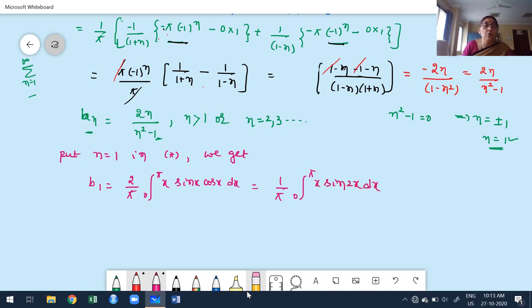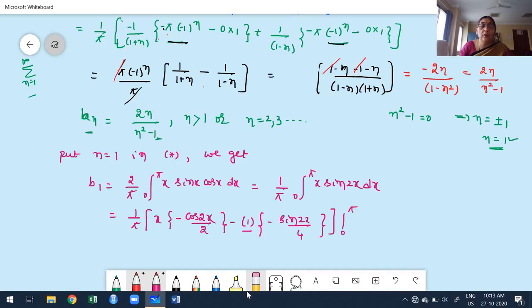Again you go for the UV rule. From the UV rule, x into the integration of sin 2x, which is minus cos 2x divided by 2, minus the differentiation of x, which is 1, into the integration of minus cos 2x, which is sin 2x divided by 2 into 2, that is 4. It is not necessary to move further because the derivative value is constant here. Stop this and apply the upper and lower limits.